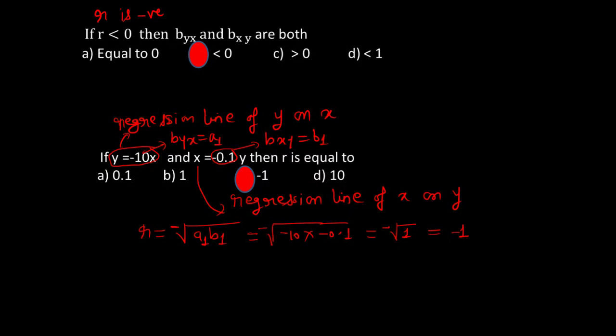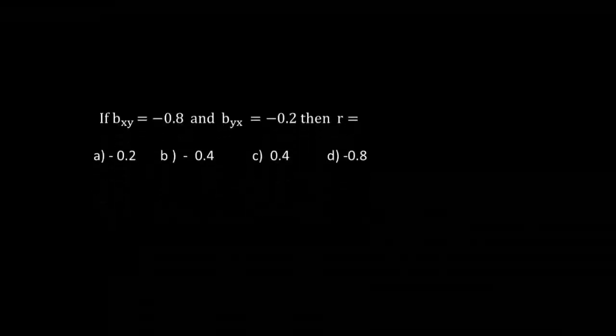Such questions you may feel are very easy, but still, due to a lack of the basic concept, sometimes you may go wrong. So you have to remember that the signs of a1, b1 and r are all the same. Here it is negative, so r must also be negative. Hence the correct option over here is minus 1. Okay, now let's have the next question.